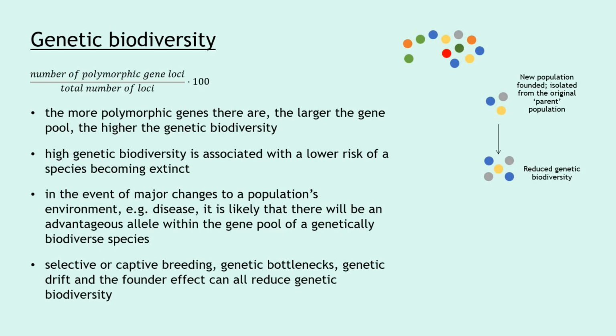The only way that a new allele can be introduced into this population is either via gene flow or via mutations. And genetic drift refers to the random change in allele frequencies in a population, and this is all due to the random nature of sexual reproduction.